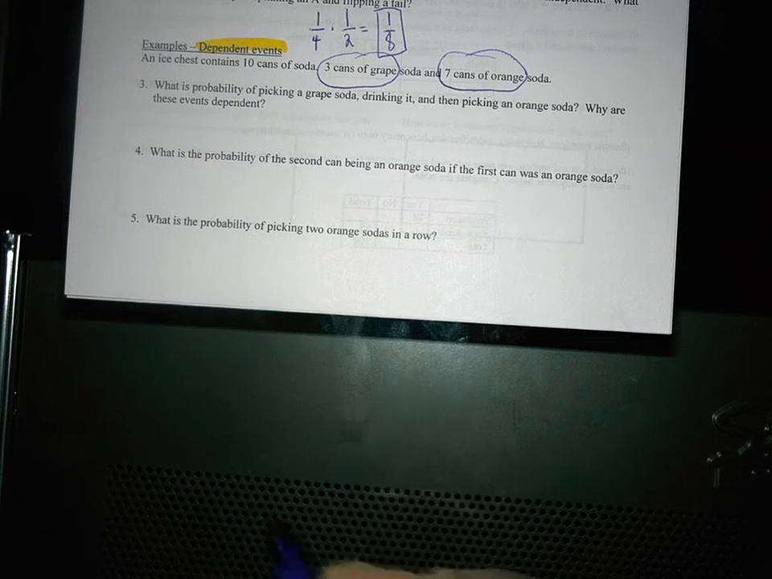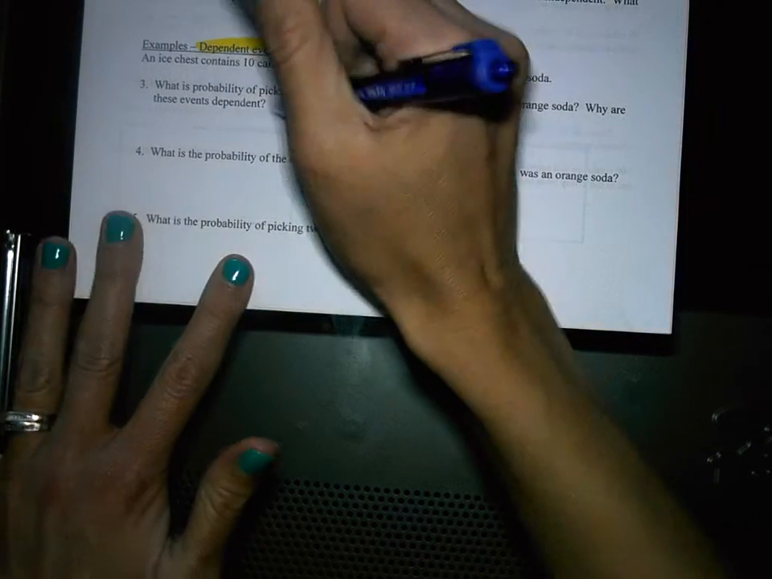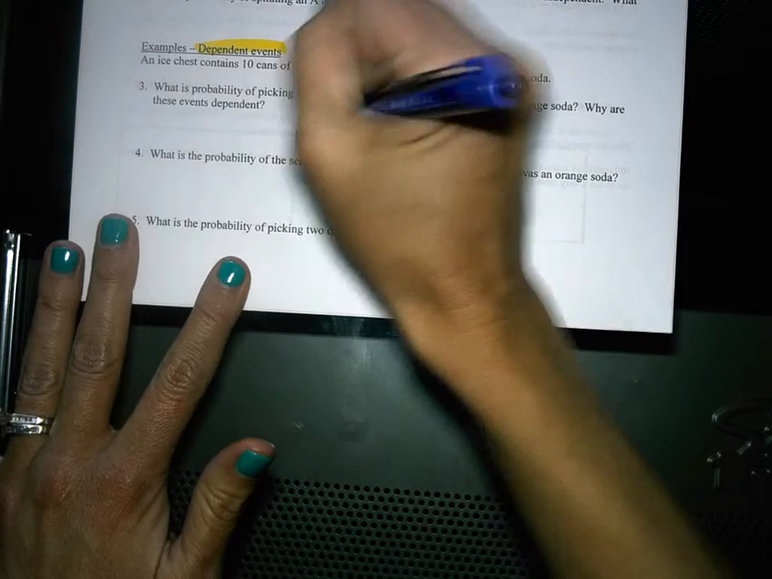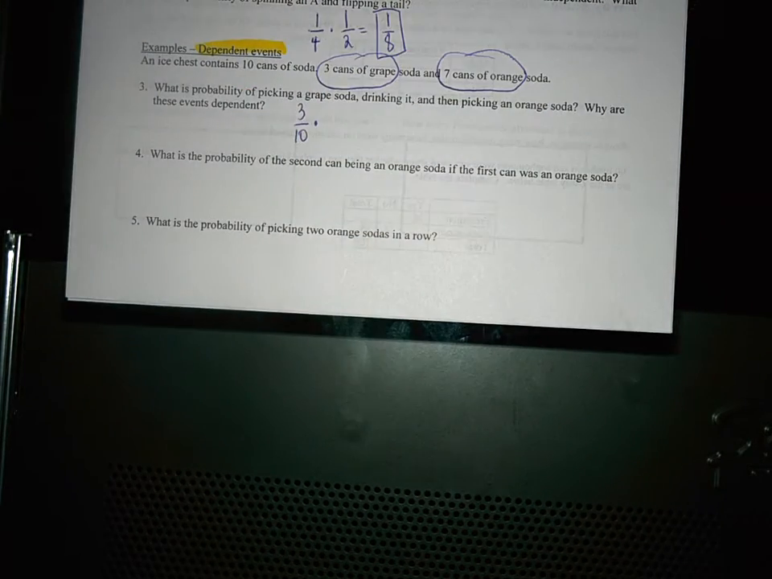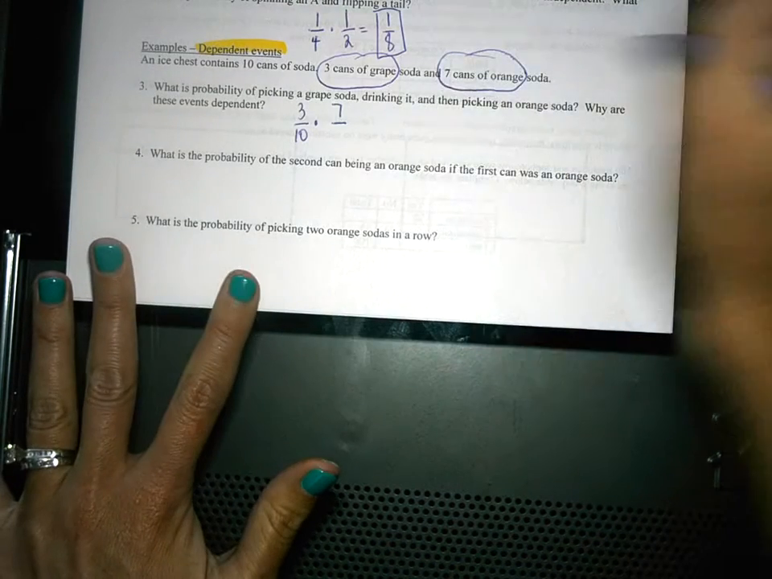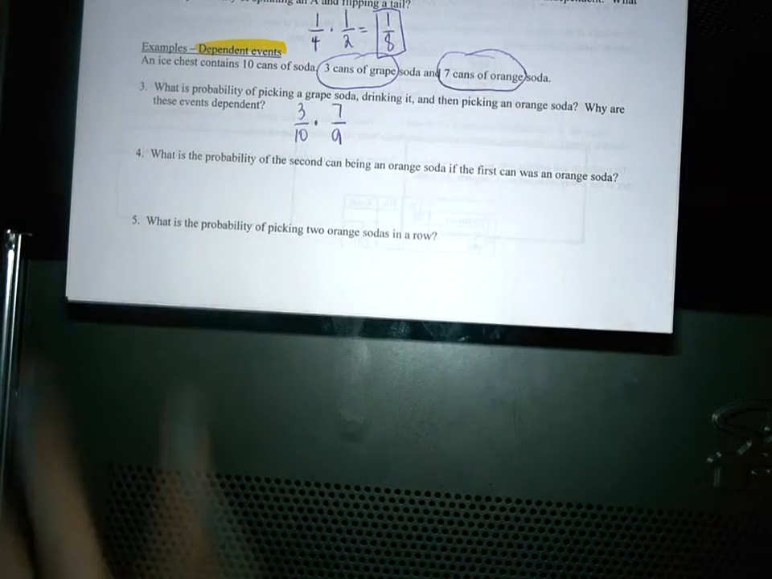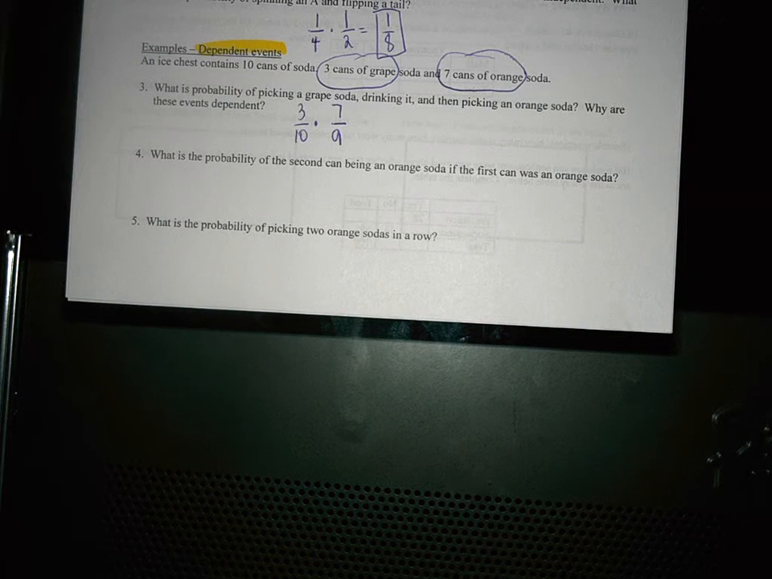Okay, so first of all, how many grape sodas are there? 3. Out of how many total? 10. Okay, so the grape soda, you've taken one of the grape sodas out. Now what's the next probability? How many orange sodas are there? There's 7 out of how many? 9. Because you took out a grape soda, so that one is gone. So one of the grapes, that means your total has gone down by 1, but all the orange ones are still there. Does that make sense?